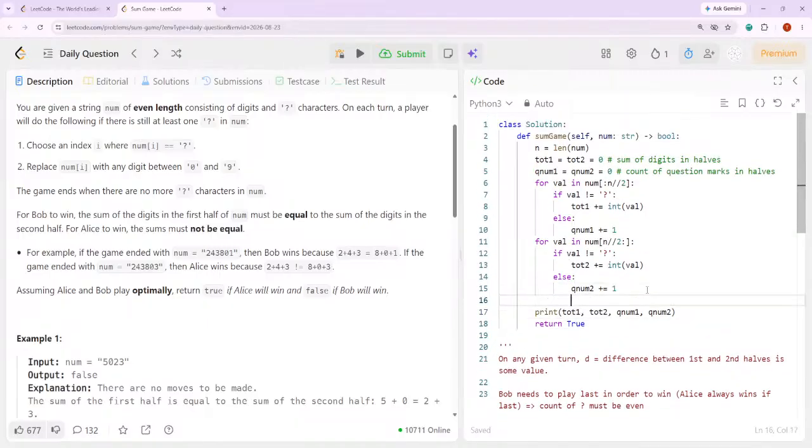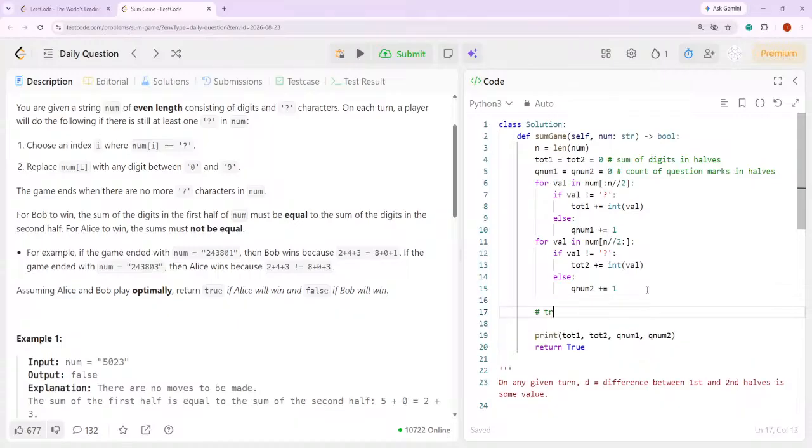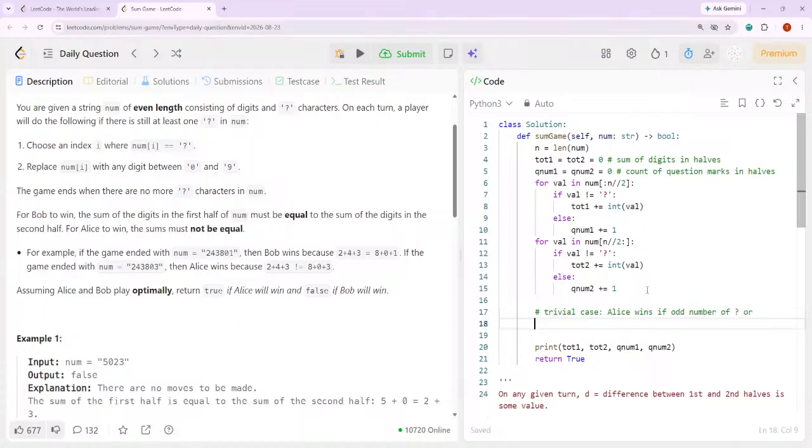So I only care about the difference, and whether or not the difference is a multiple of 9, I guess. Actually, let's do the trivial case. Alice wins if there's an odd number of question marks, or yeah, I guess, yeah.